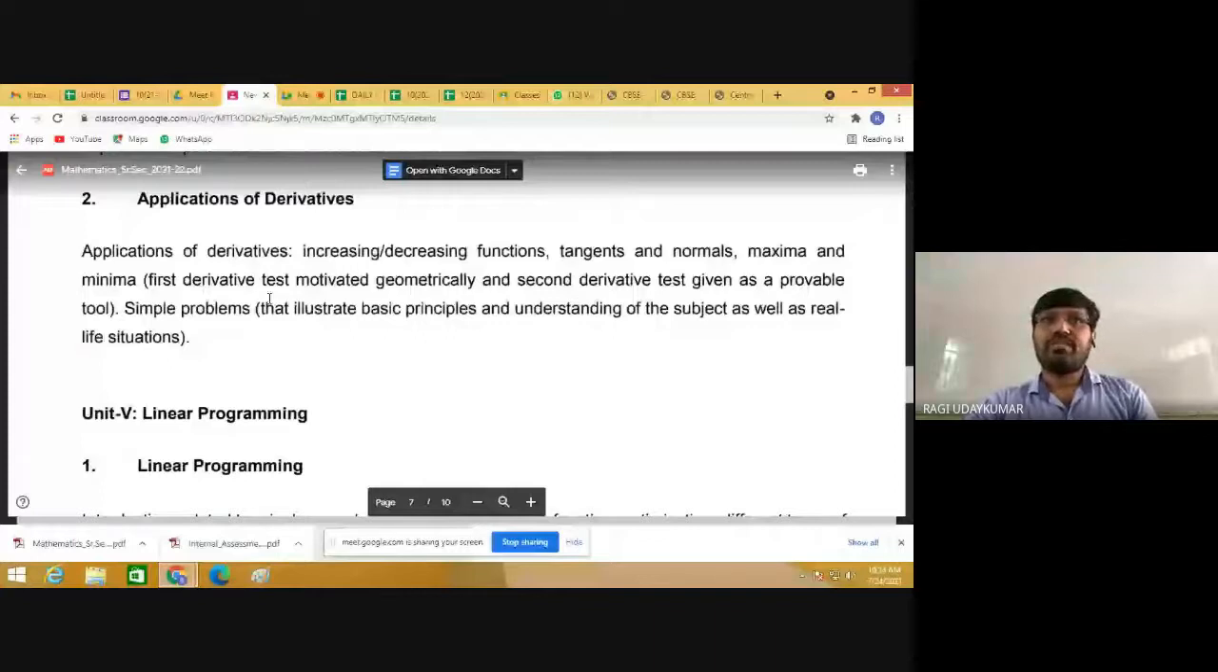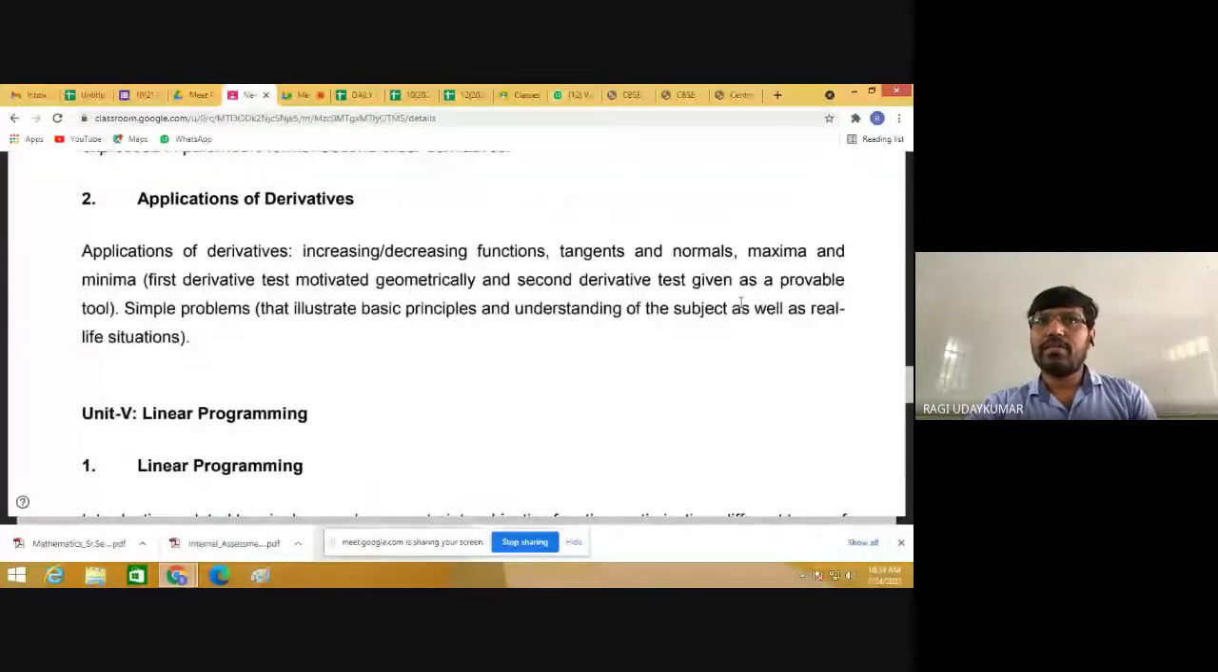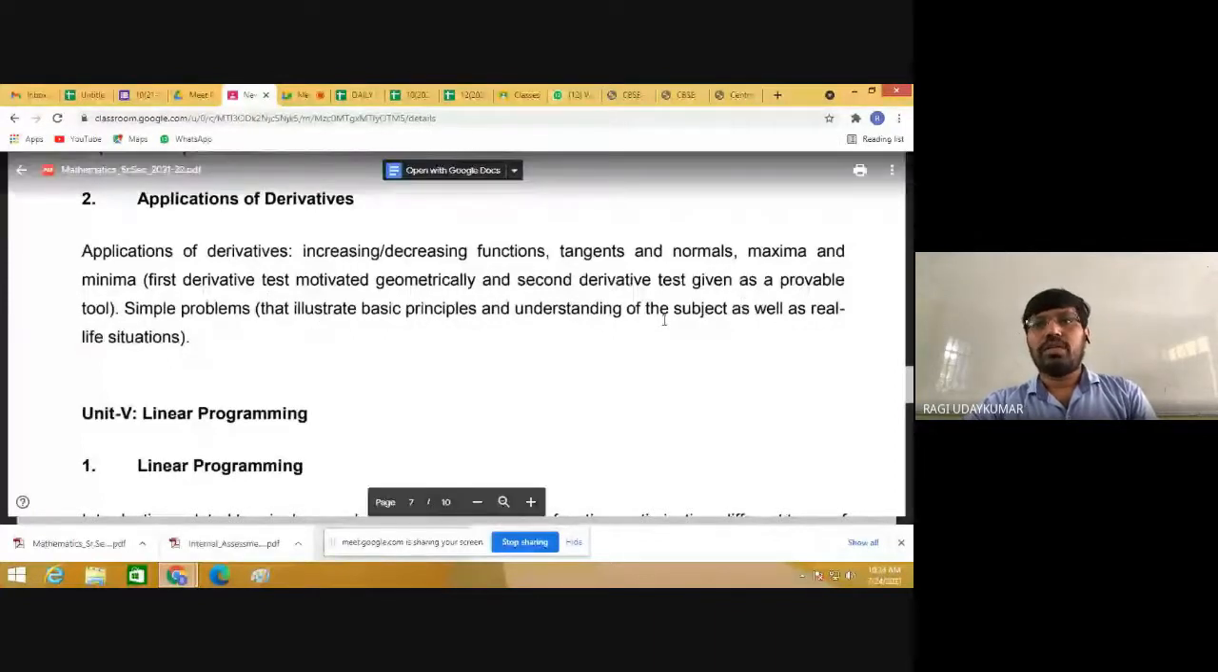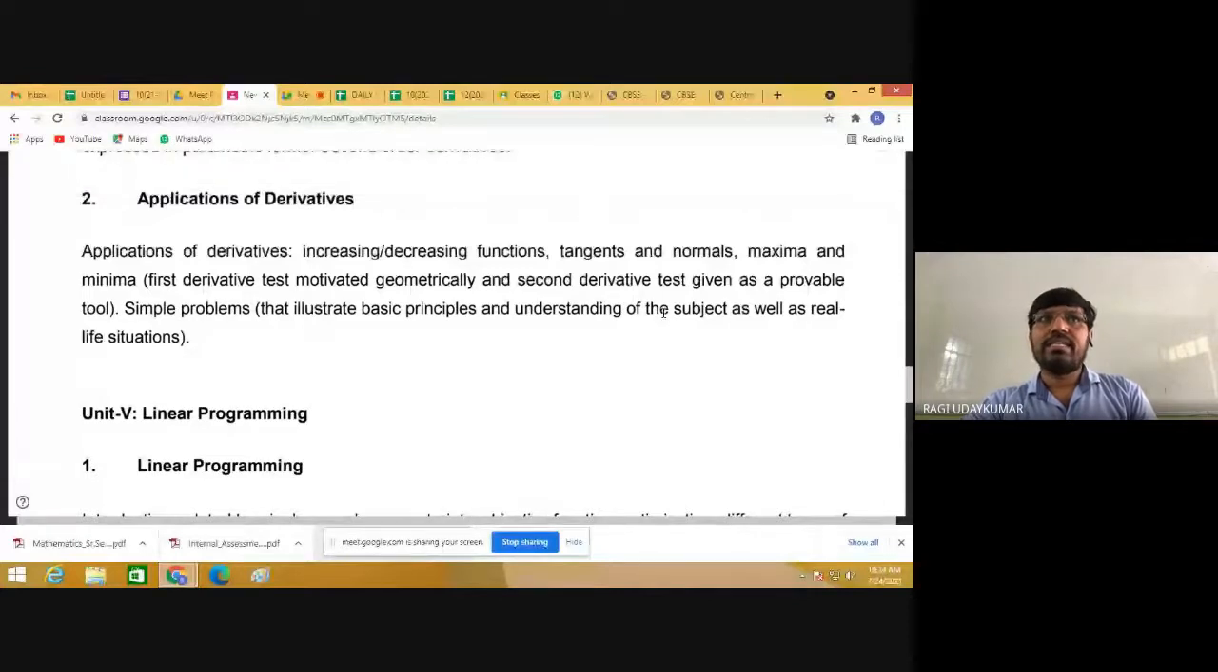First derivative test motivated geometrically, and second derivative test provable too. Second derivative test ka proof hai. Simple problems that illustrate the basic principles, understanding the concept as well as the realized truths. That means it includes mostly all the topics of the applications of derivative, which is given to you in the sixth chapter.